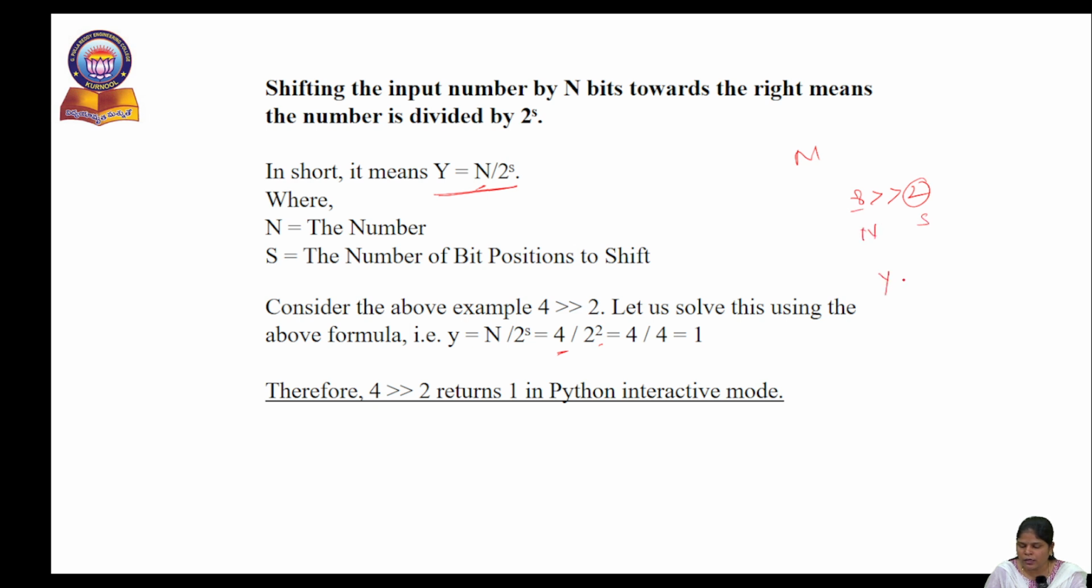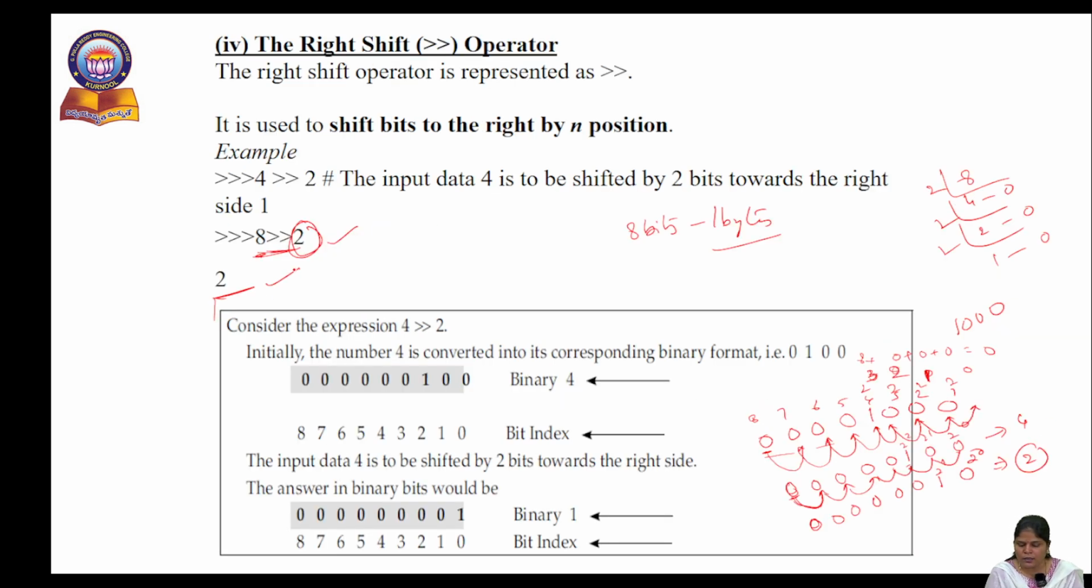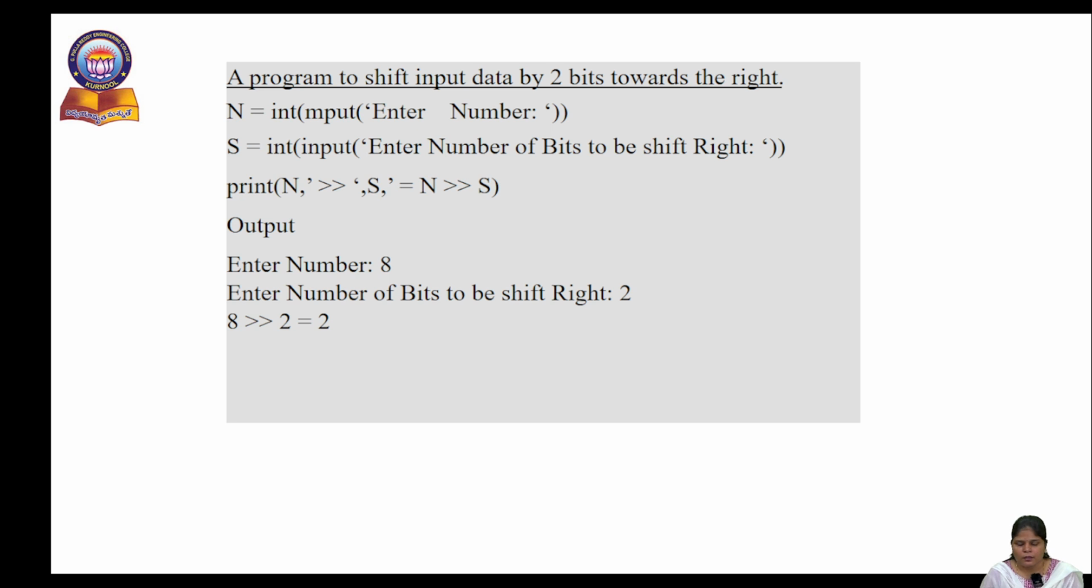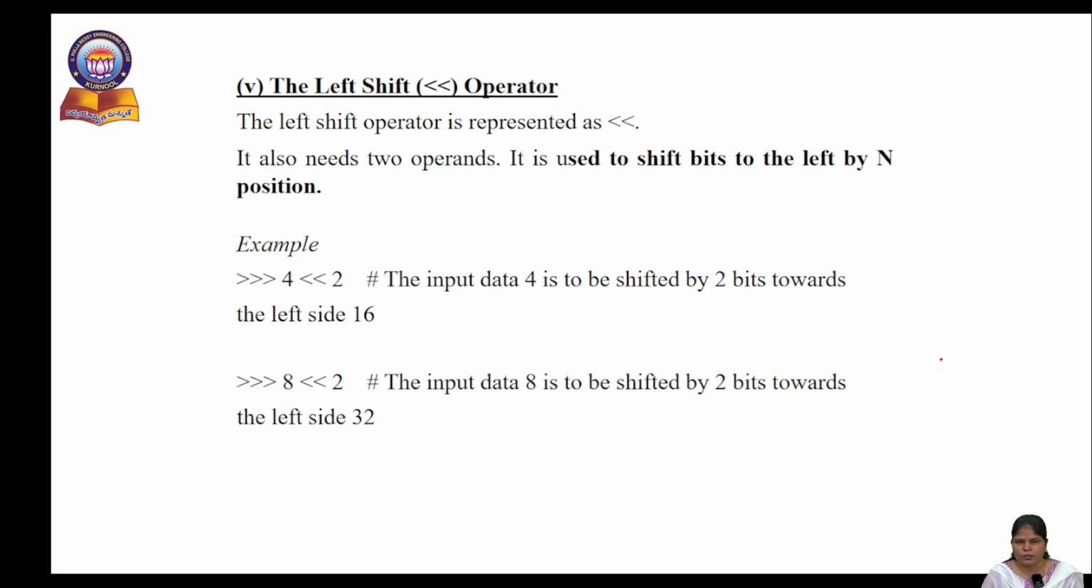Now when I calculate the value of 8 by 2^s, that means 2 to the power of 2, that means 8 by 4, I got 2. So the y value is 2, which means the value I got here is equal to the value I got here. So I can say that the shifting I have performed is correct, right? This is an example program which will illustrate the right shifting. You give the value of n and the value of s, it will shift internally and give you the output.